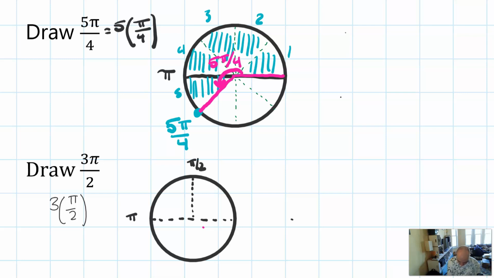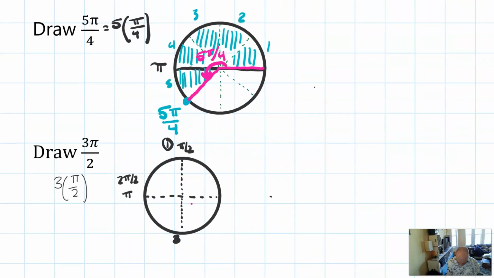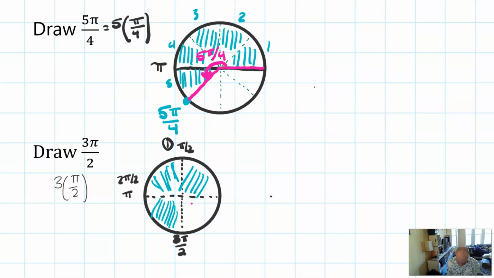Well, here's 1, and I'm going to divide the whole circle up then into these pi over 2 bits. Here's 1 pi over 2. Here's 2 pi over 2s. Here is 3 pi over 2s. So you can imagine that we shaded 1, 2, 3 of these quadrants, and the total angle then is drawn like this, 3 pi over 2.